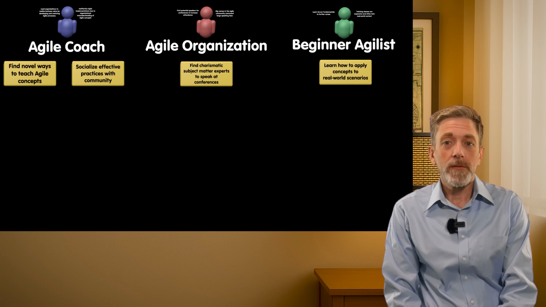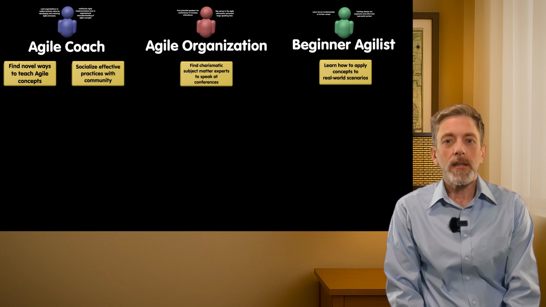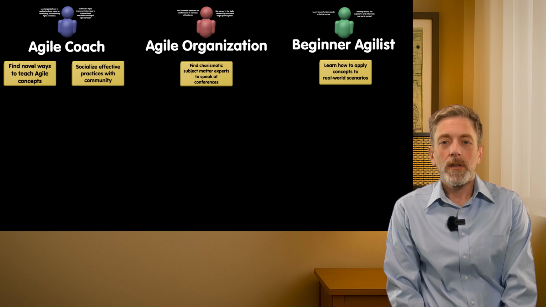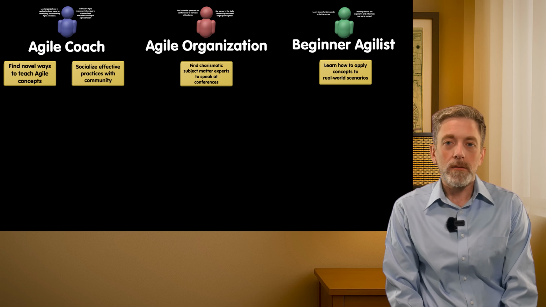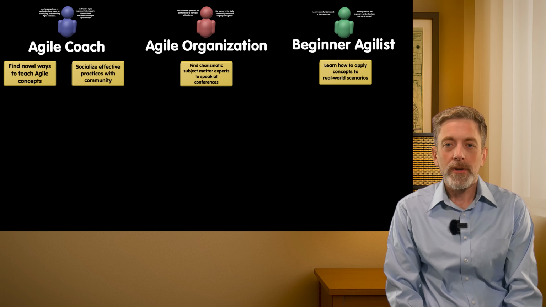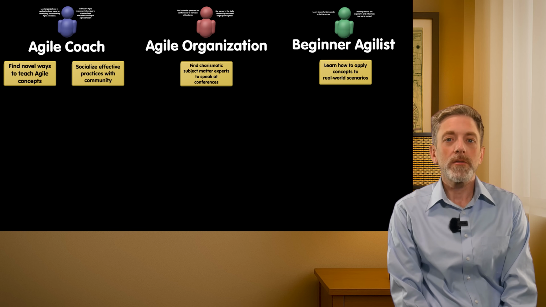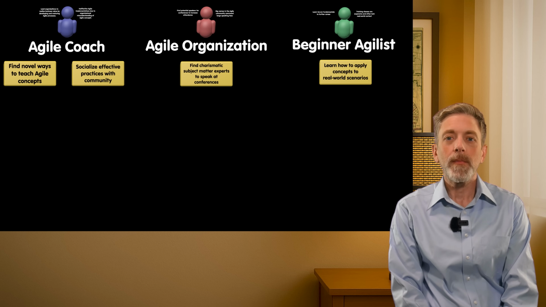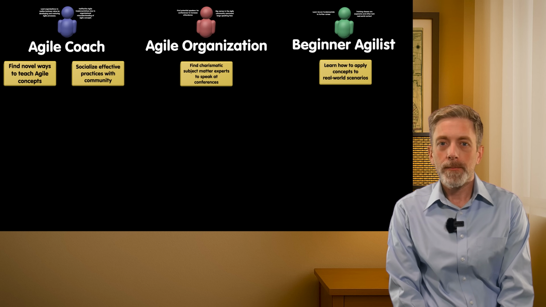I won't read through each of the features, but you can see that they all have actions that align to either the goals or the pain points of the persona. One thing I will call out, though, is that those needs or features could apply to more than one persona. For example, under the Beginner Agilist is the action learn to apply concepts to real-world scenarios. That might also be something the Agile Coach would want.